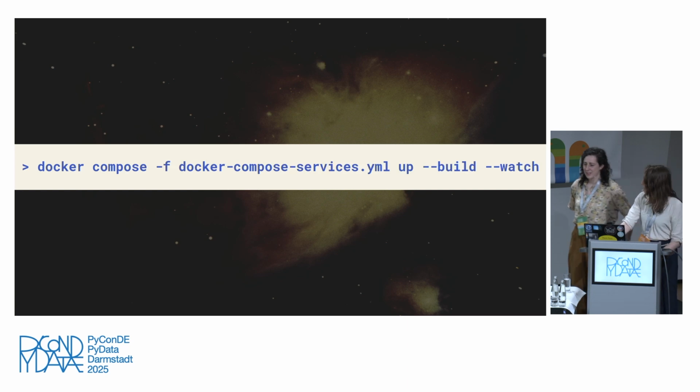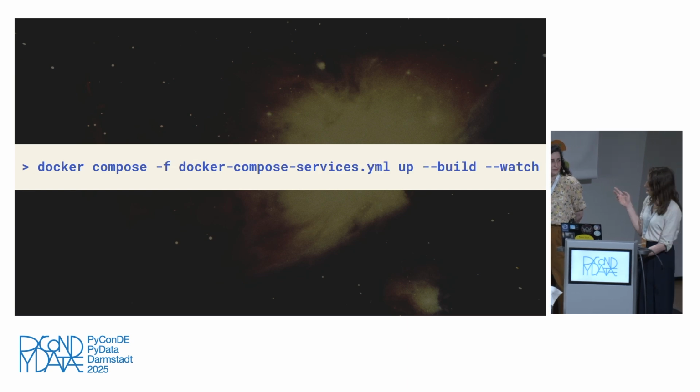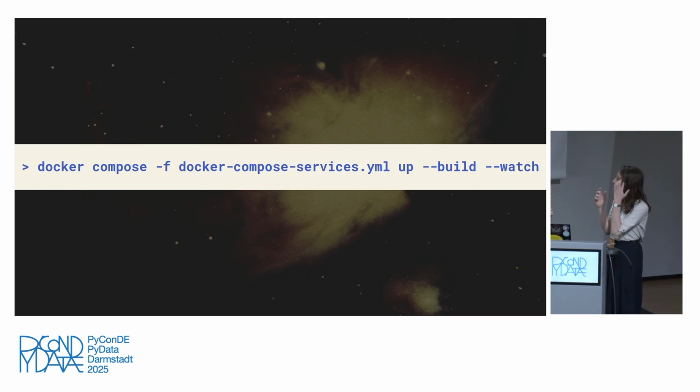Cool. So if you have the backend services running, this is the command you'll want to run to bring up this application. We're doing Docker Compose, using the specific Docker Compose services YAML file. The two flags at the end tell it to build the Docker images, because we're going to run them locally from local code.